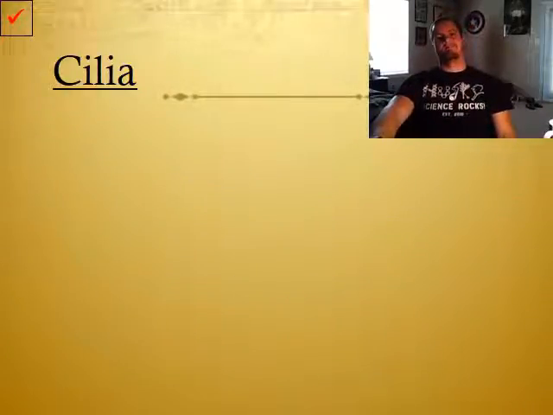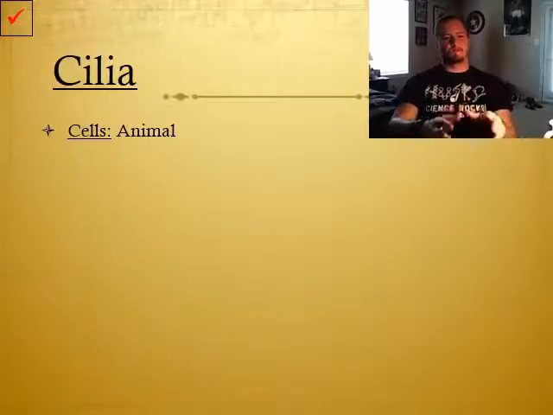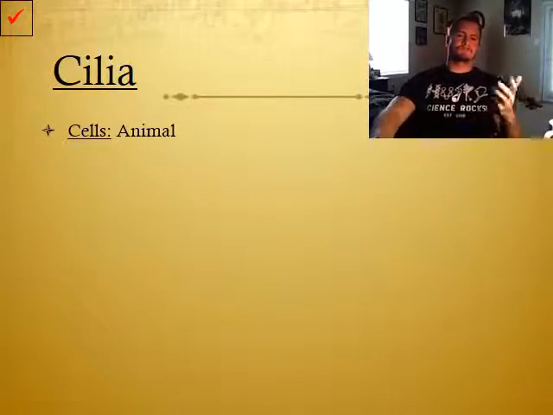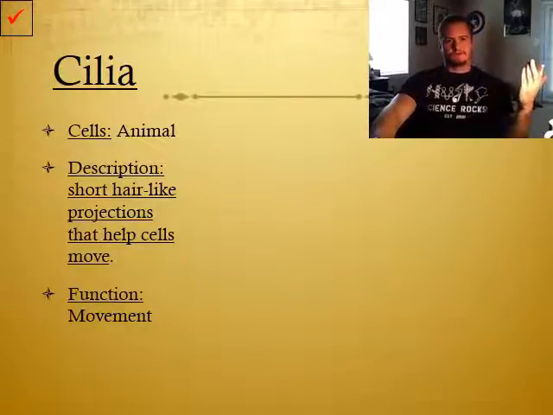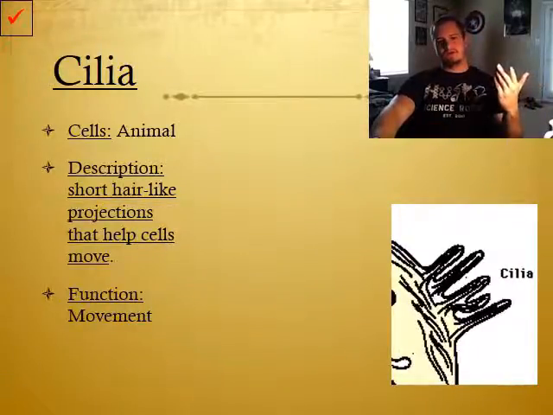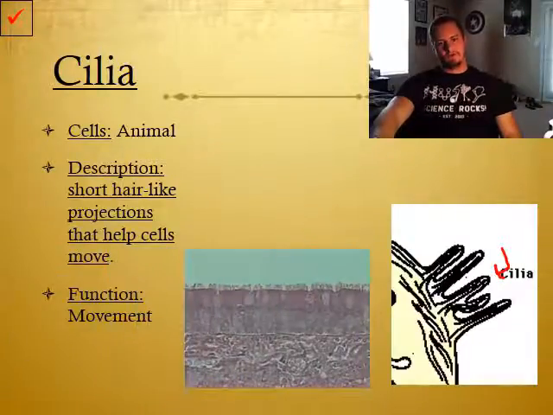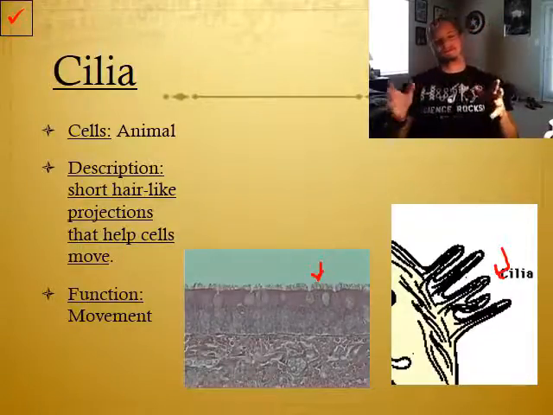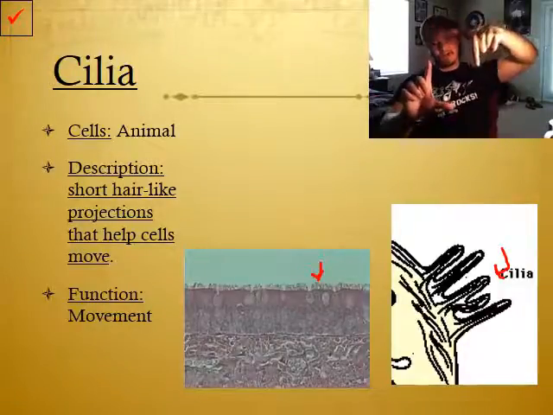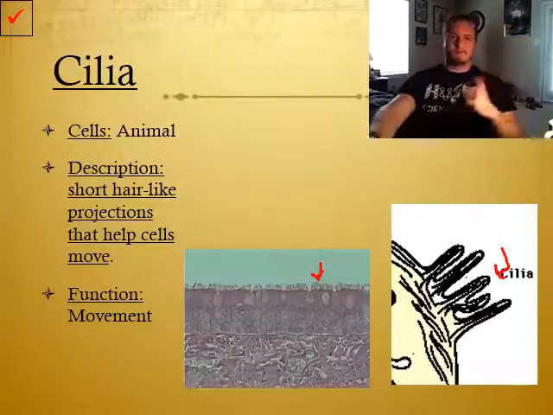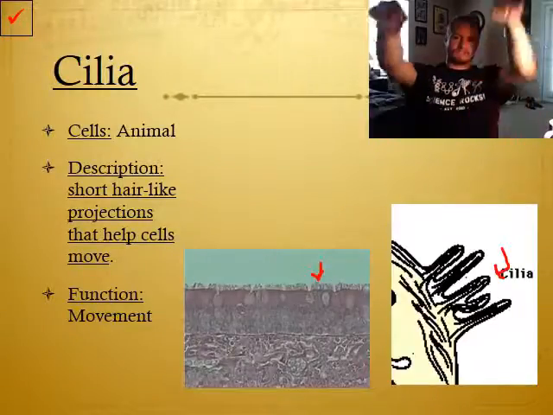The cilia. Cilia we actually talked about before with bacteria. They're also found in animal cells. The description is they're short hair-like projections that help the cell move. So the main function is once again movement. These would be our cilia, these tiny little hairs that stick off the cell. You can see them again if you look close right up at the top. Now cilia are found only in animal cells because plant cells don't move. Remember, they're stuck there. They have that cell wall that keeps them in place. And you can see both of these pictures down here.